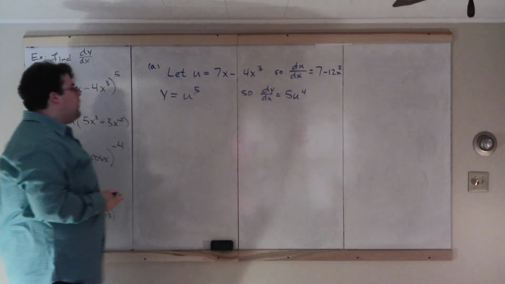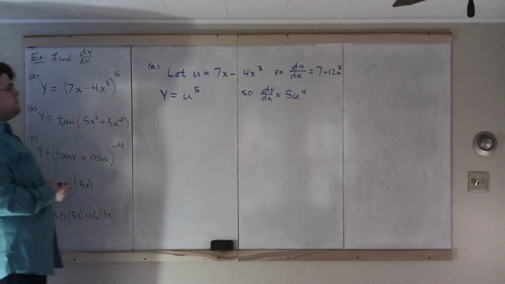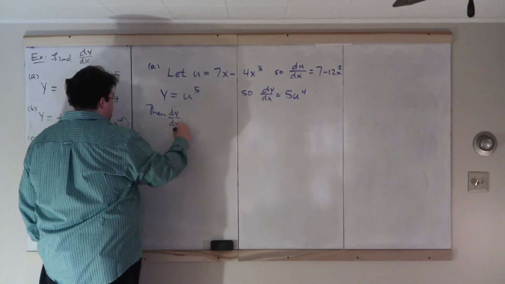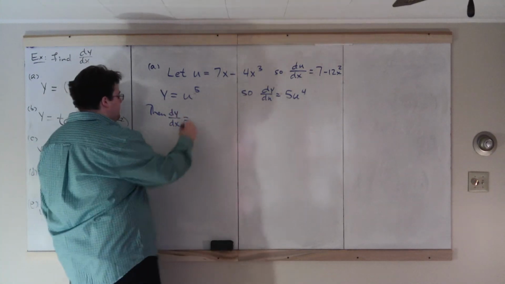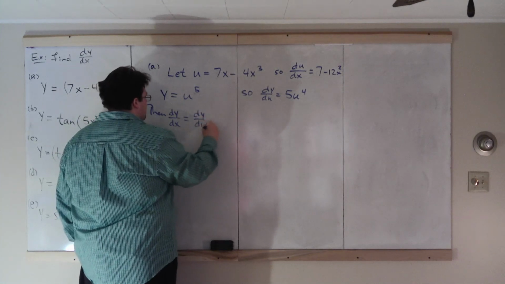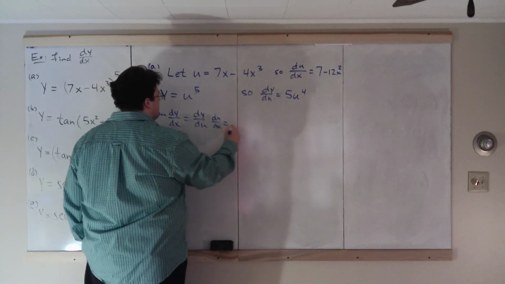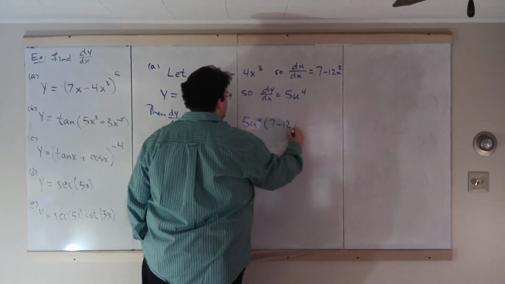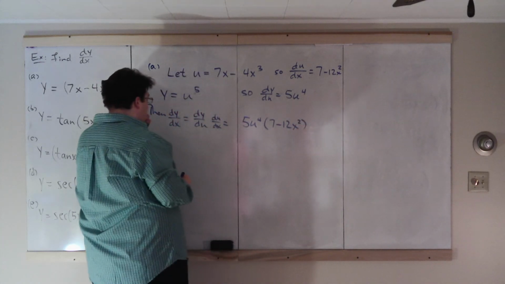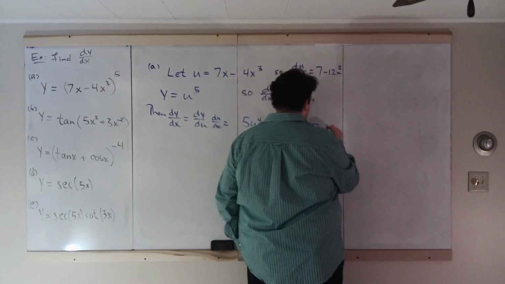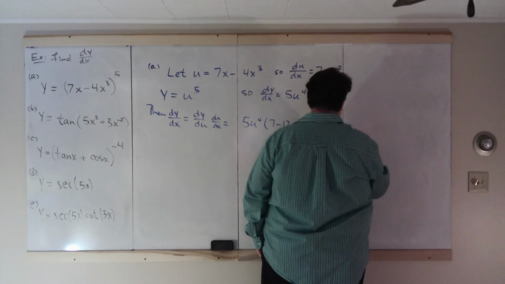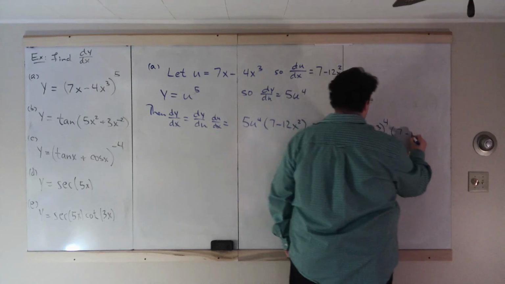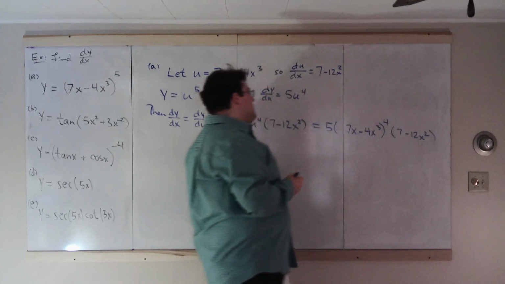That's u. y is u to the fifth, so dy/du is 5u to the fourth. Well then, dy/dx is dy/du times du/dx, which is what? 5u to the fourth times (7 minus 12x squared). And we don't want u's in our answer, so we need 5, what's u? (7x minus 4x cubed) to the fourth times (7 minus 12x squared).